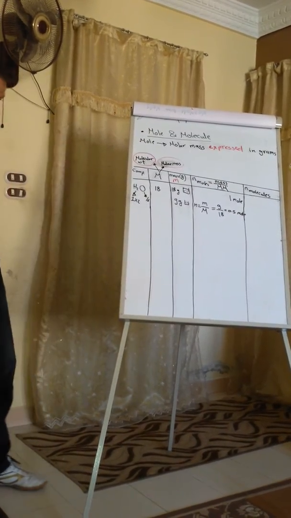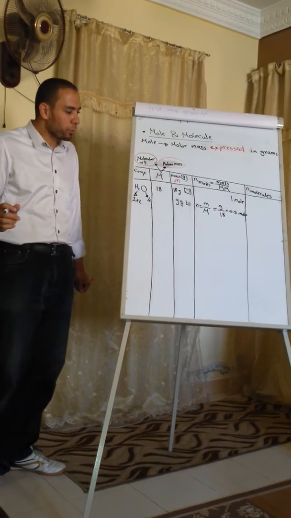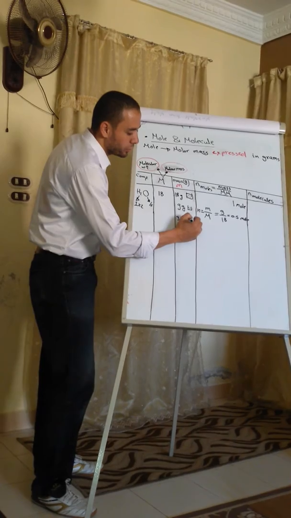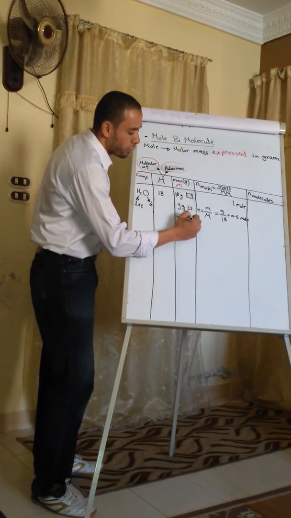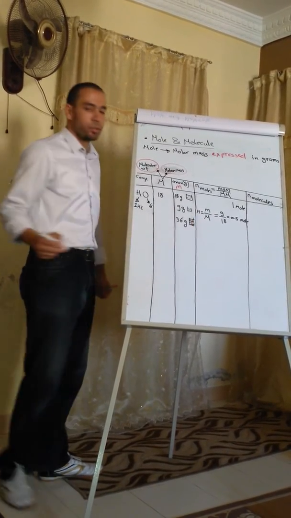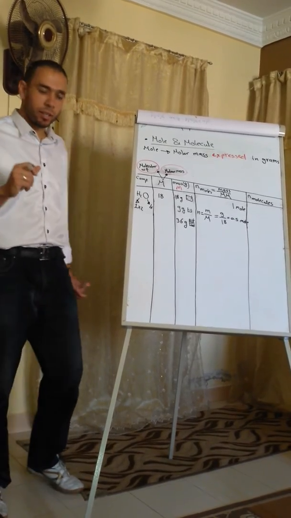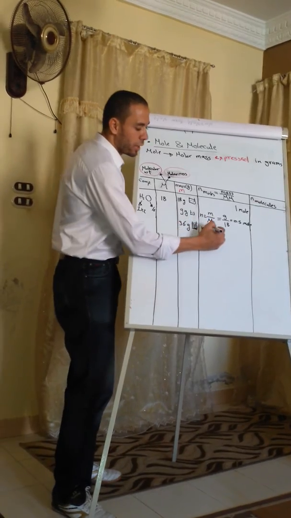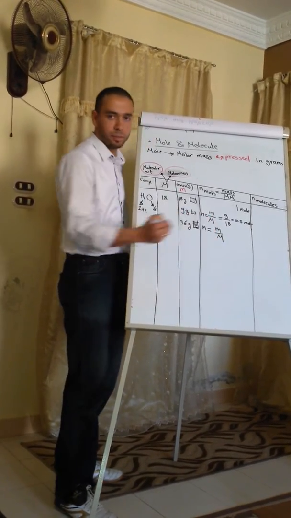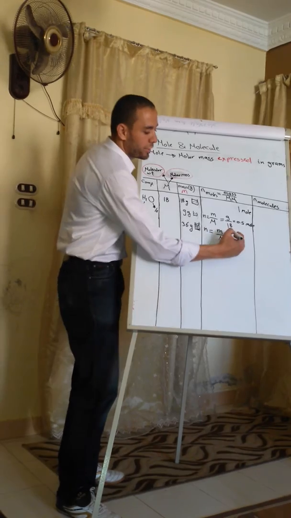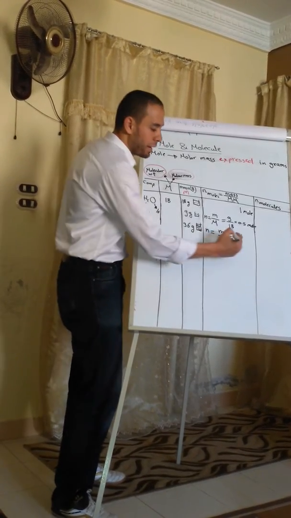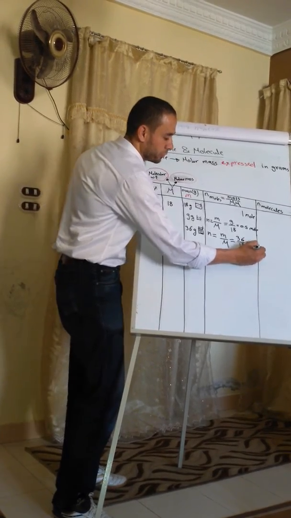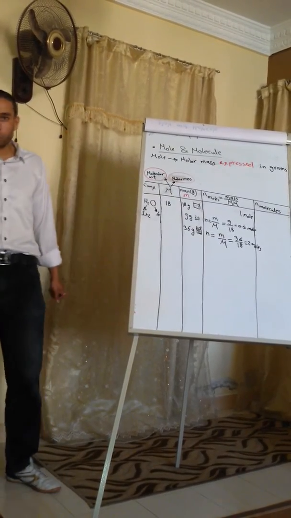Okay, if we have, for example, 36 grams of H2O, how many moles do we have? By applying this rule, number of moles equals mass over molar mass. The mass is 36, the molar mass is 18, so we have 2 moles. We have only 2 moles. Okay.